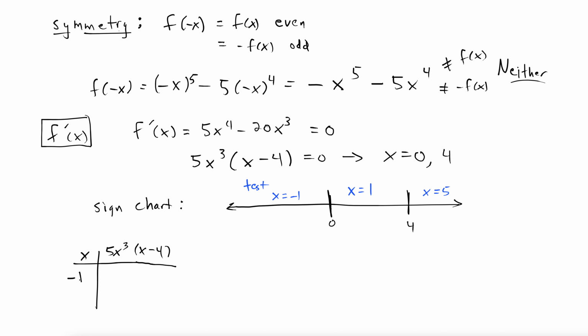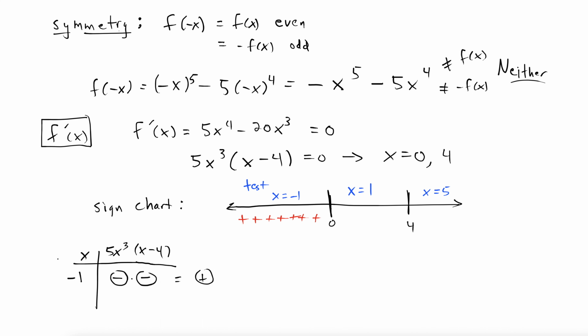So let's see, we plug in -1 for x. 5x cubed, I don't know what that is, I mean I do, but I don't care, it's negative, times -1 minus 4, well, that's -5, so still negative. Negative times a negative is positive. Thus our function is increasing in that region, so I'll go back to my sign chart and put some pluses there, telling us that the derivative is positive in that region.